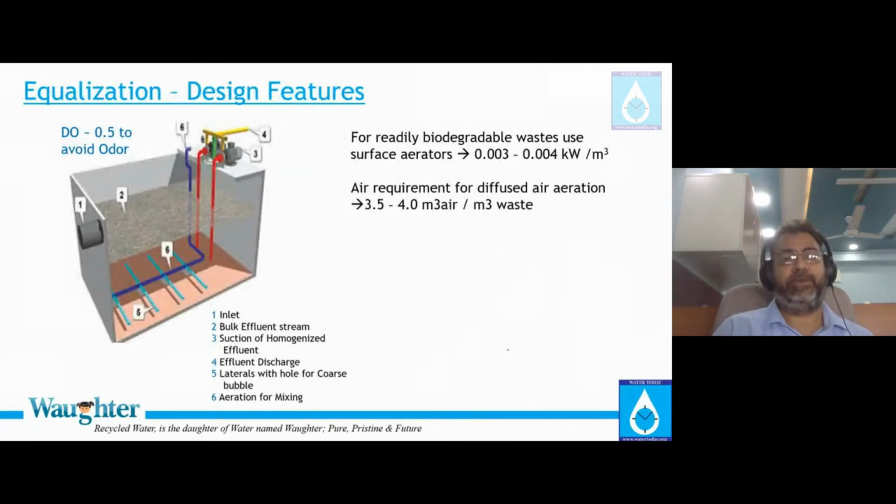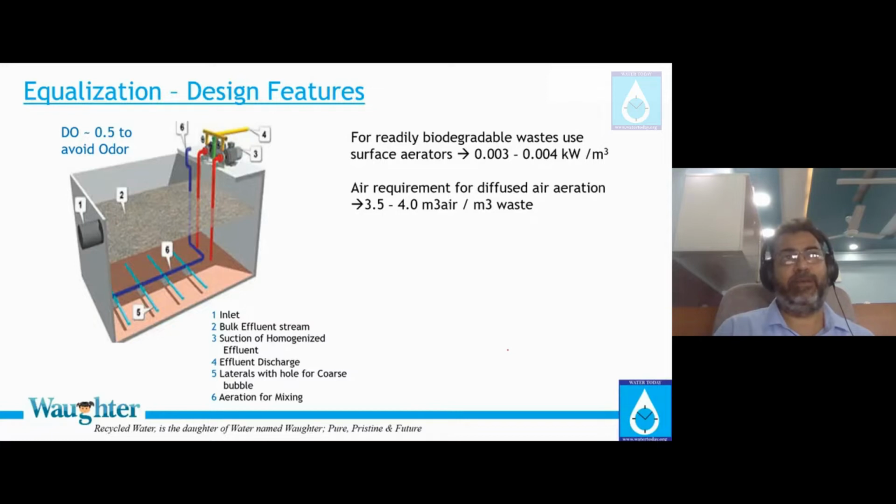And in equalization, what is the typical DO level maintained? 0.5. And the other purpose of maintaining this DO is just to avoid odor, nothing else. Please, please, please, three times I've said, no biological reactions will be considered in equalization, ever. You give oxygen, that does not mean BOD and COD can be assumed to be reduced, because there are no bugs. It happens, okay, that's a different thing.